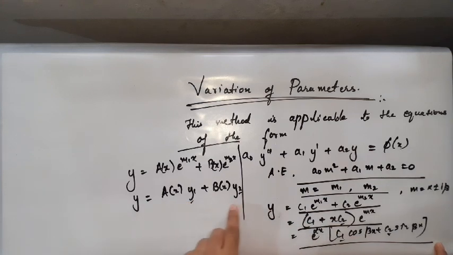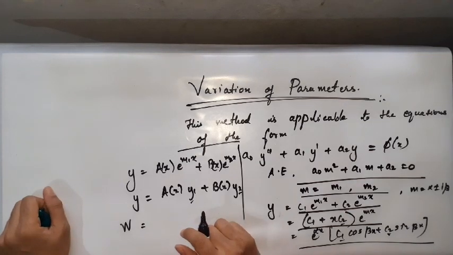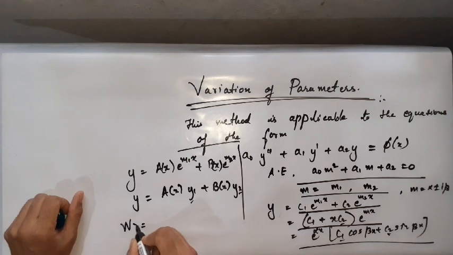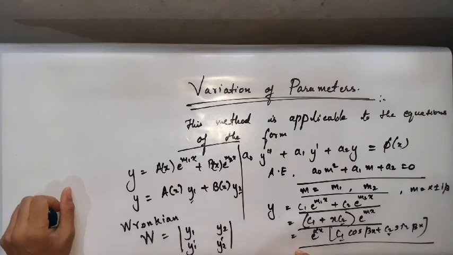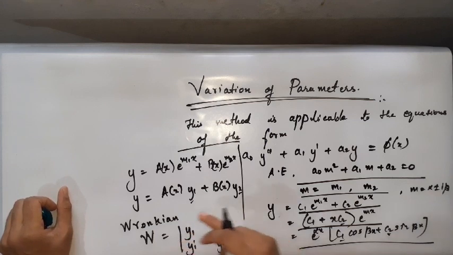So we consider this y1 and y2 and work for the Wronskian W. We work for the Wronskian W. What is that W? That Wronskian W is given by the determinant of y1, y2, y1 dash, y2 dash. Okay, so we work for the Wronskian W.